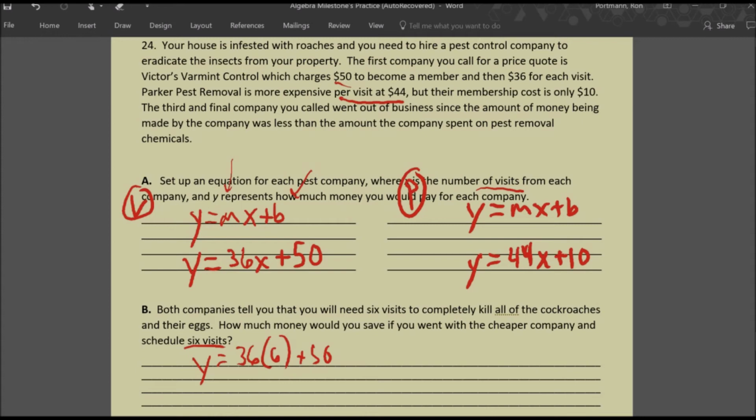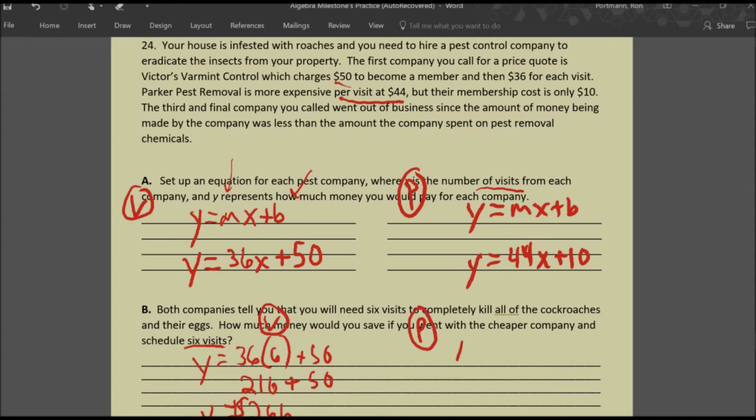Let's see. 6 times 6, 18, 19, 20, 21. Yeah, 216 plus 50. And 216 plus 50 would give you $266. So what does that mean? With Victor's Varmint Control, you pay $266. Now let's talk about Parker.